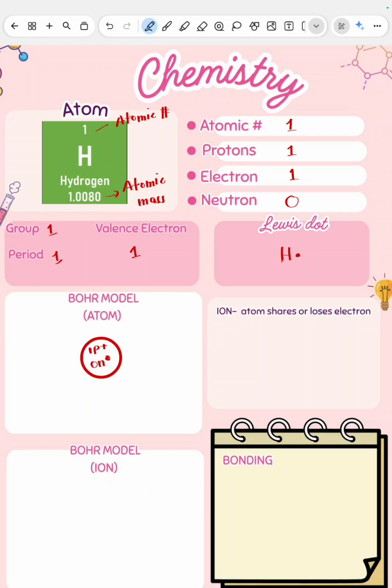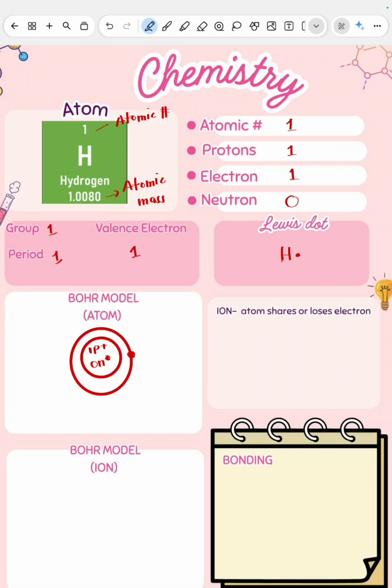Next one is the orbital shell surrounding the nucleus. How many? Look at the period. Since period is only 1, the orbital shell is only 1. Next is the number of valence electrons. Since the valence electron is 1, we will just draw 1 dot here. So this is now the Bohr model of the hydrogen atom.